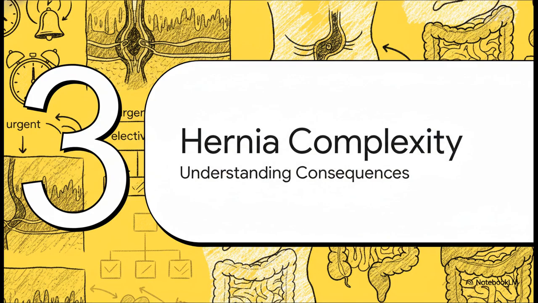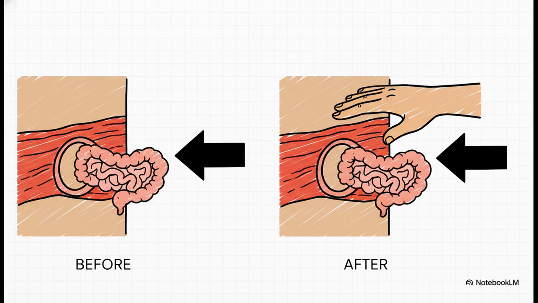Now that we know what a hernia is, we must learn to classify it. And I assure you, this is not just an academic exercise. This classification directly tells us how urgent the situation is and what the immediate risk to your patient is. First up, we have what is called a reducible hernia. This is the simplest state. It means the contents of the hernia sac can be easily pushed back into the abdomen. Your patient might even tell you, "Doctor, it's a lump that goes away when I lie down." At this stage, it's not an emergency.